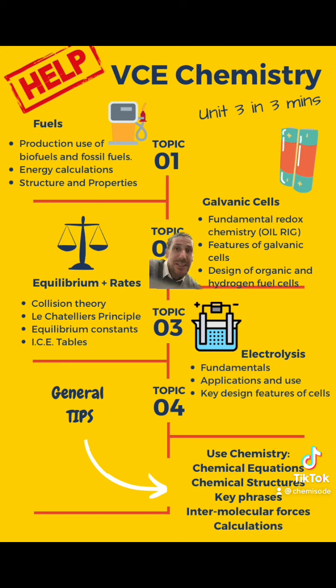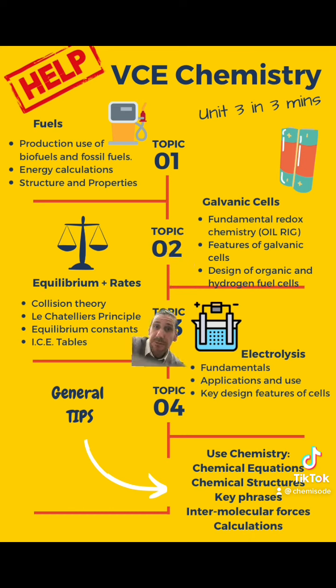After we looked at fuels, we started looking at galvanic cells, which is another way of producing energy, this time through redox reactions. So you needed to understand the fundamental principles of redox chemistry, OIL RIG. You also needed to look at galvanic cells and the features of these, such as anodes, cathodes, polarity and whatnot. And then you also looked at the design of organic and hydrogen-based fuel cells.